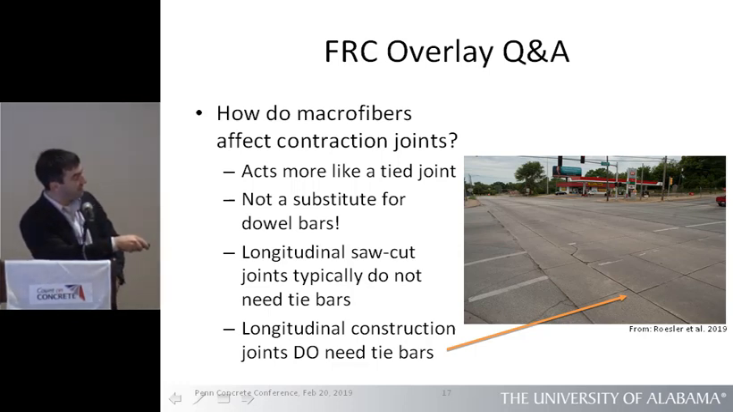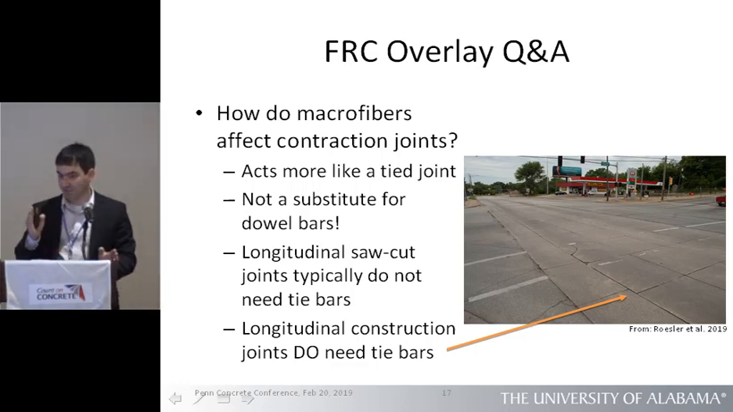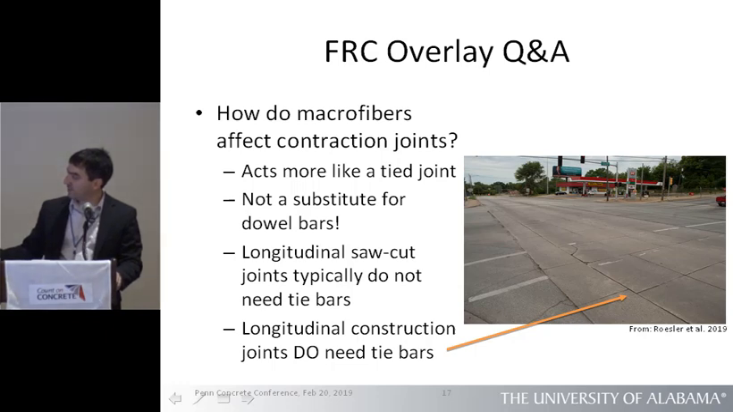This was in Illinois. The slabs are migrating because there's a construction joint right here. They did not put tie bars. They just assumed that the fibers would hold the slab in place. And in fact, the slabs are migrating. It happens to be at an intersection, which is also probably the worst possible spot to have slab migration because you're stopping. You have a lot of lateral force being applied to these slabs.